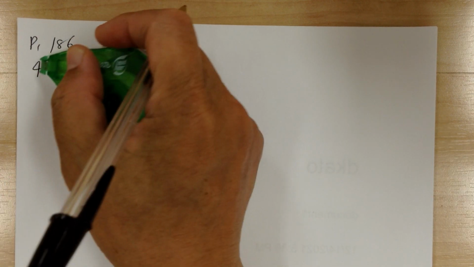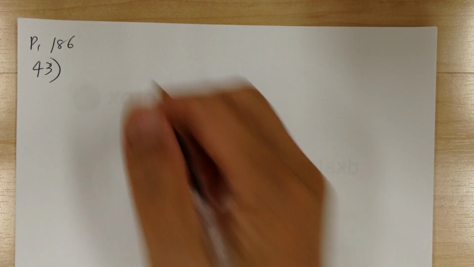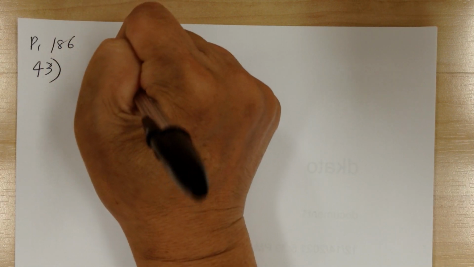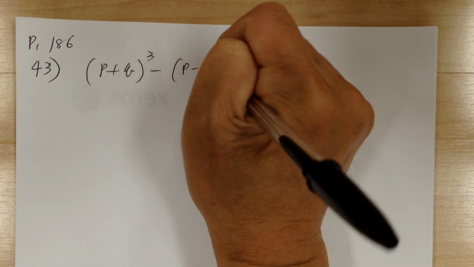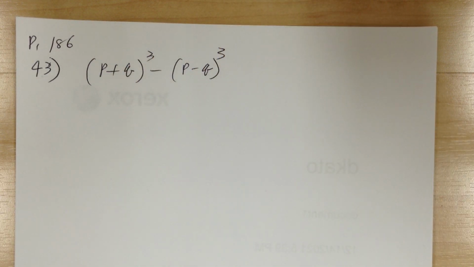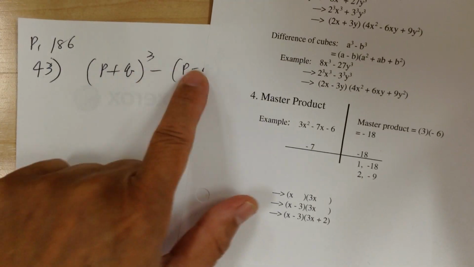Okay, let's go to number 43. You've got p plus q to the 3 minus p minus q to the 3. So this will get very messy, very complicated. If you do the cube, notice this is the difference of cubes, right? This is the cube minus cube.